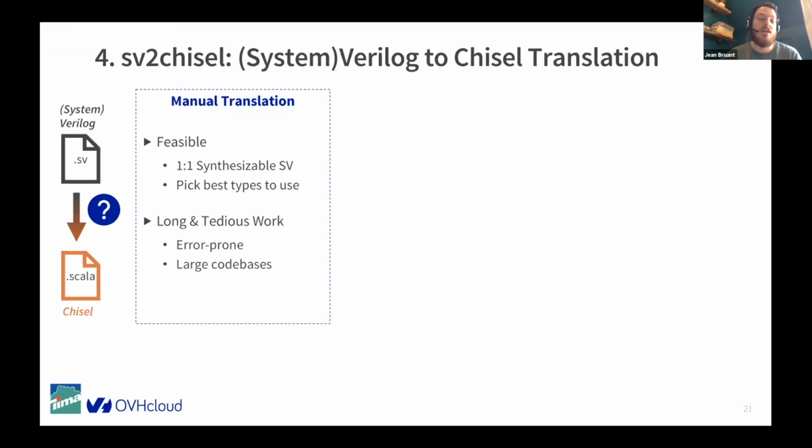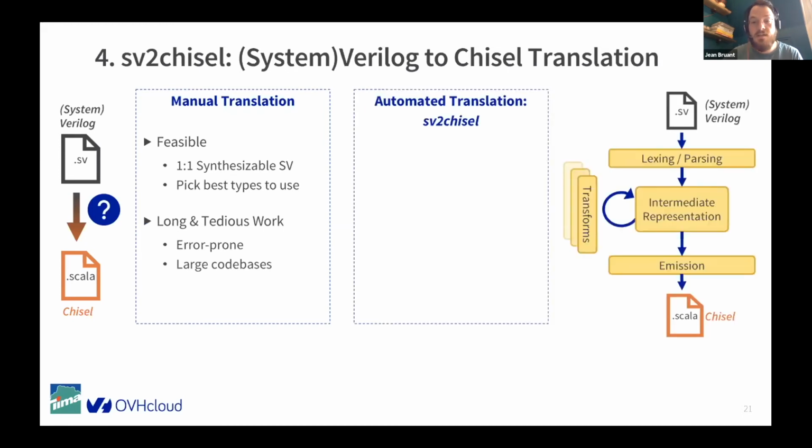But if you have large code bases, it becomes a really long and tedious work where you can make a lot of errors. So the question was, are we able to automate this process? And the answer is yes. It is a bit of a challenge because you have to retrieve a clock and reset, with the same issue that synthesizers and simulators have with event-driven descriptions. And the other thing is you have to choose the best types.